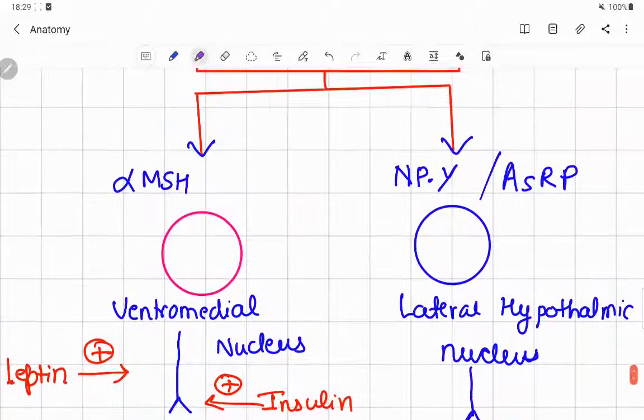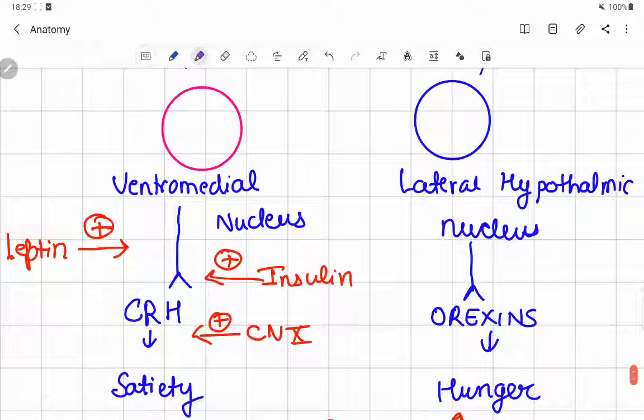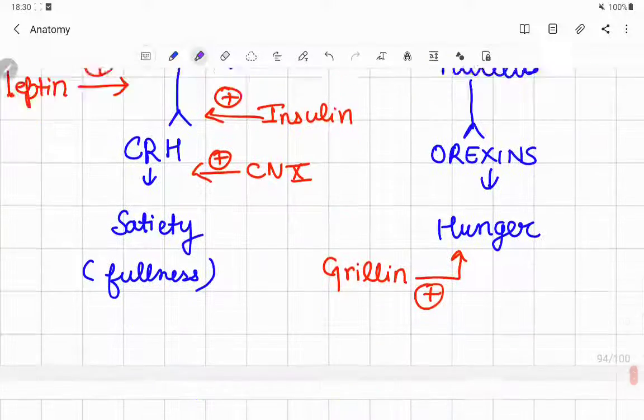And the other chemicals coming from the arcuate nucleus act on the lateral hypothalamic nucleus, which releases certain important substances called orexins. The ventromedial nucleus, under the action of alpha melanocyte stimulating hormone, releases corticotropin releasing hormone, and the lateral hypothalamic nucleus, under the action of the arcuate nucleus, releases the orexins. These are responsible for stimulating hunger. The former were responsible for stimulating a feeling of satiety, that is the feeling of fullness, but these orexins help to stimulate a feeling of hunger in the human body.